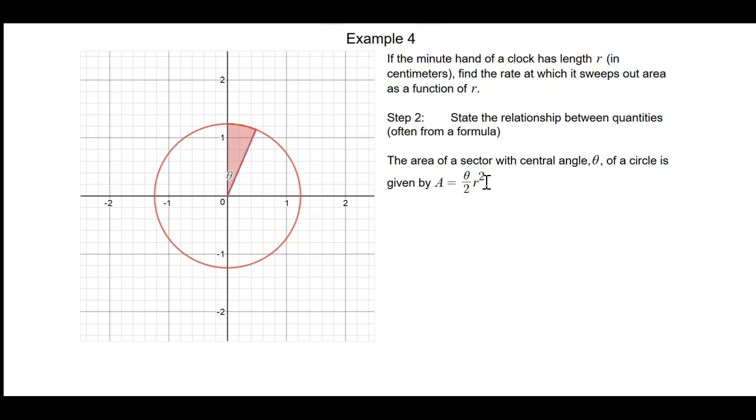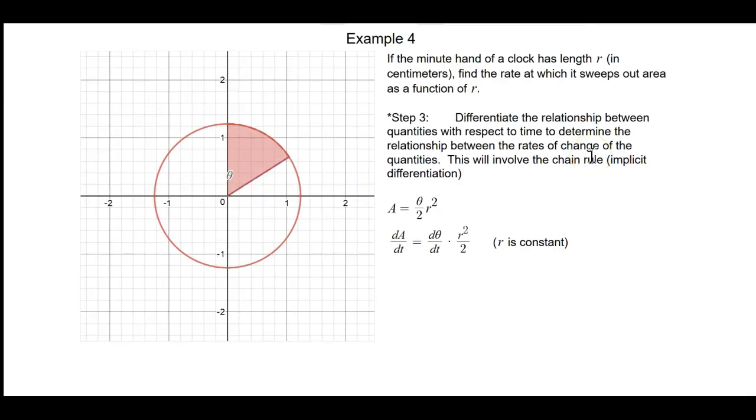So if you think about it, this is a generalization of the area of a circle, which is pi r squared. And of course the central angle of a circle is 2 pi. So there's our relationship. There's step 2. Step 3, we want to differentiate our relationship. So again, we are differentiating with respect to t, though our ultimate goal is an expression in terms of r.